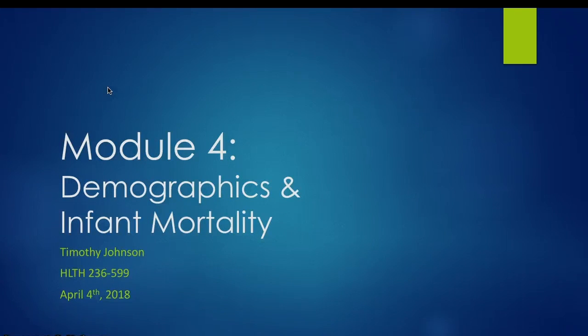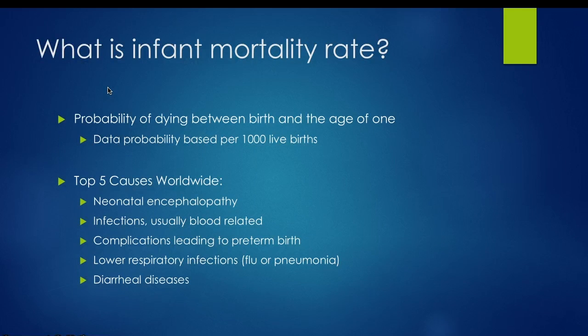My name is Timothy Johnson, and I am going to talk today about infant mortality rate and demographics for Module 4. So, what exactly is infant mortality rate? Well, infant mortality rate is a probability of a baby dying between birth and 1 year of age. This probability percentage is created by using the number of babies dying per 1,000 live births.